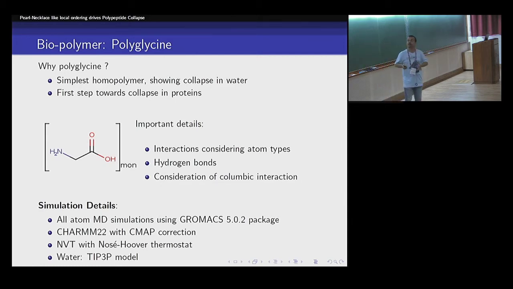So we prepared our polyglycine at a high temperature, higher than 300 Kelvin in water, and then quenched the temperature to below 300 Kelvin, basically to 290 Kelvin. Then we looked at the time evolution of how the polypeptide chain collapses to its globular structure.